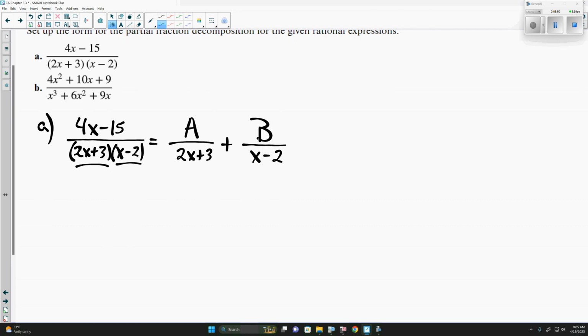That's it. That's all I have to do is set this up. We're not actually going to solve this here. We're just setting these up. Any questions on how we set this up? Let's look at B.